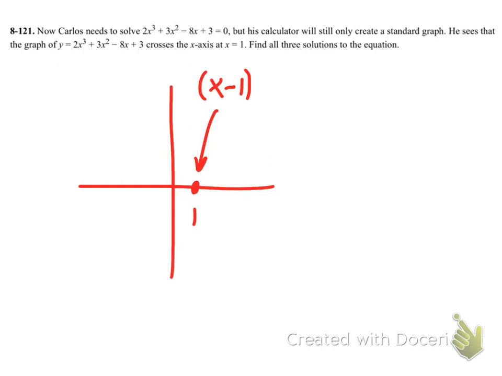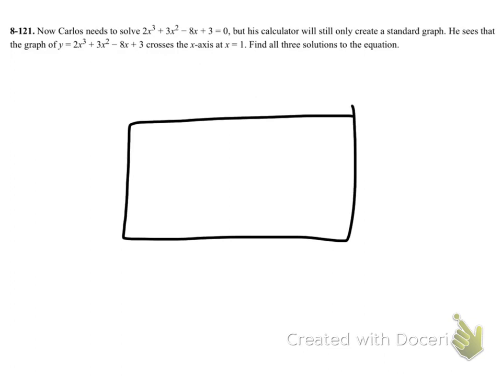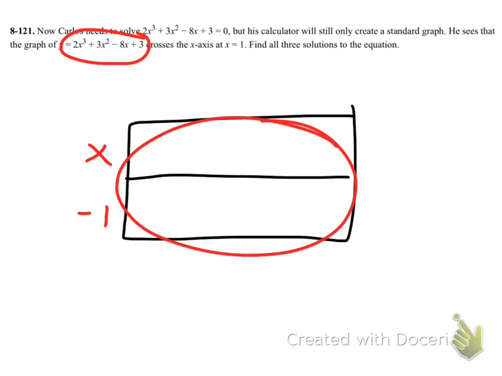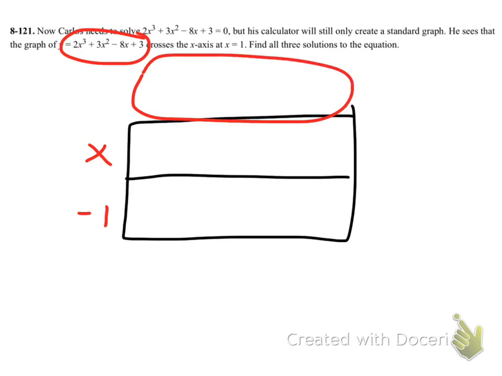Knowing that information, I'm going to do polynomial division. So to set up my polynomial division, make the box here, my factor of x minus 1 goes on the outside. This polynomial is what goes on the inside of the box, and I want to figure out my other factor, which is on the top.